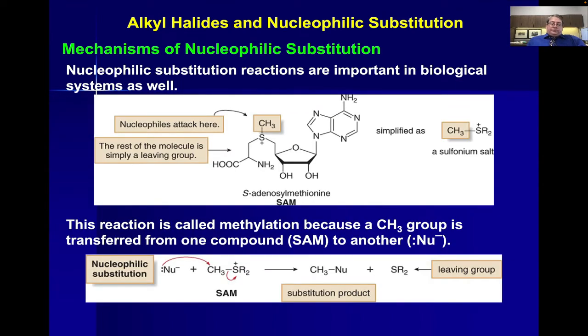So biological systems need to make molecules all the time. Even the human body, we make molecules all the time. We are really organic chemistry reaction plants, if you will, in some way. But the thing is that we don't actually have alkyl halides floating around in our bloodstream. At least we shouldn't have alkyl halides floating around in our bloodstream.